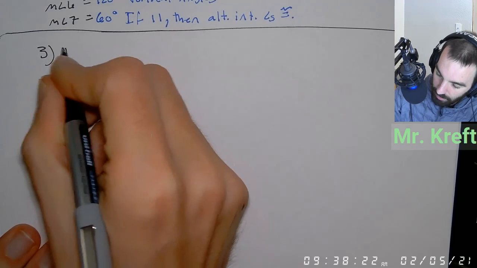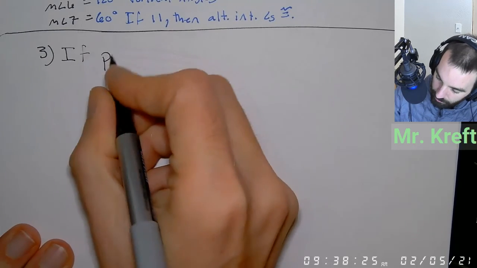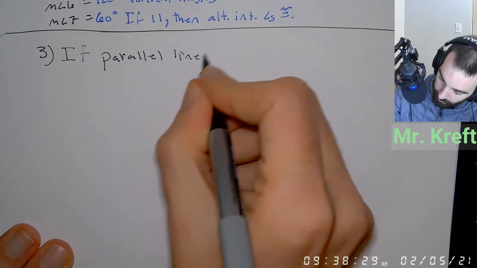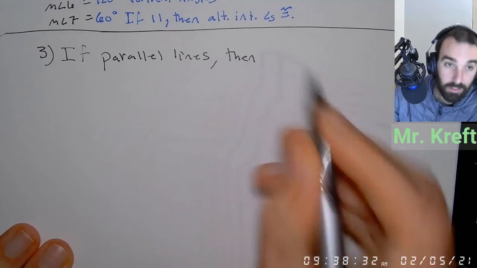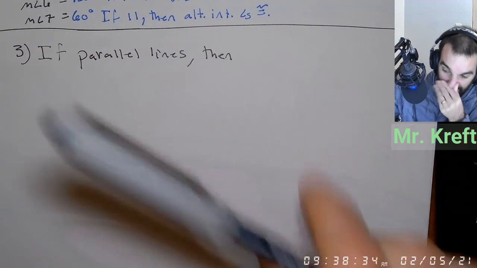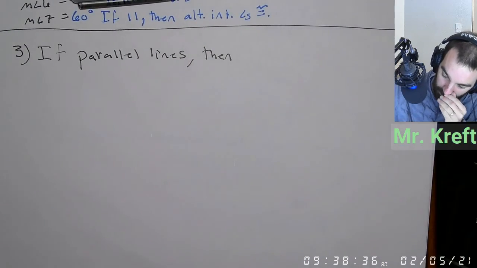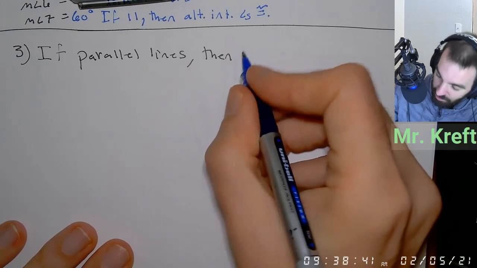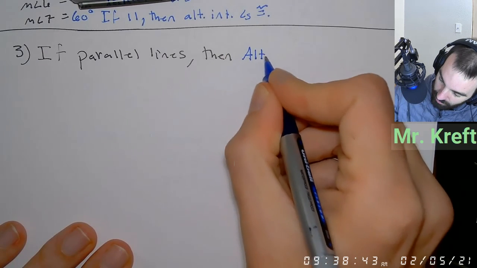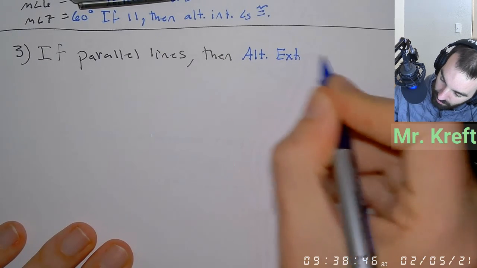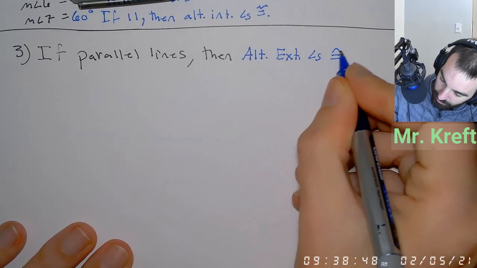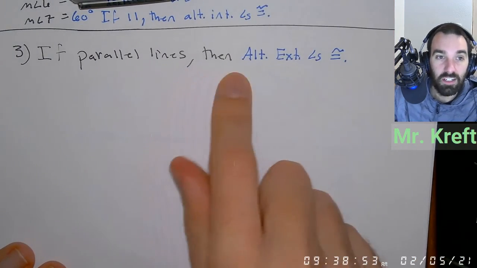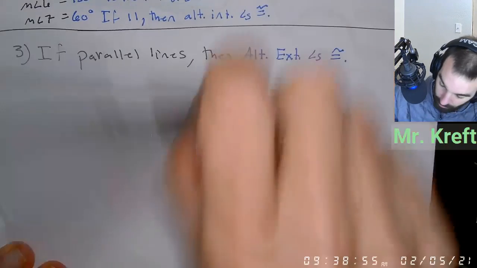Okay. So the third one is if parallel lines, then, right? That's the phrase of the day. If parallel lines, then, and I'll use abbreviations now, alternate exterior angles will be congruent. Okay. So if parallel lines, then alternate exterior angles are congruent.